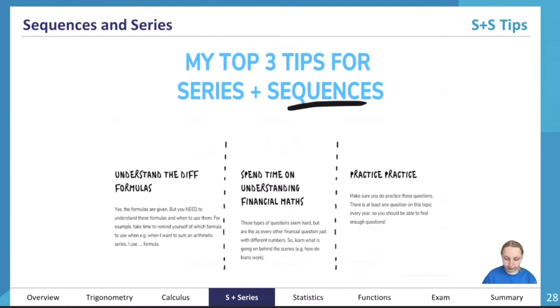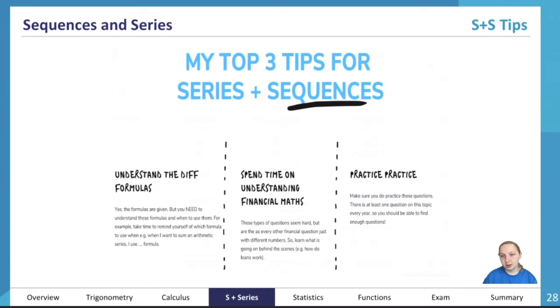So first tip I would have for sequences and series is to understand what the formulas mean. Yes, you get given the formulas, but you really want to understand what they mean, when to use them, and how you can manipulate them for the variables you're given. So you want to take some time to remind yourself which formulas to use when you're trying to find the sum of an arithmetic series, when you're trying to find a particular term in an arithmetic series or geometric series likewise. And you want to be fairly specific in terms of which geometric sequences and series formulas you are going to need to use in financial maths.